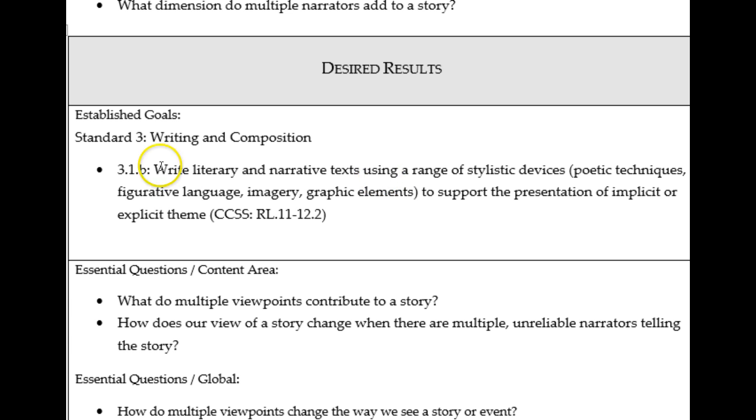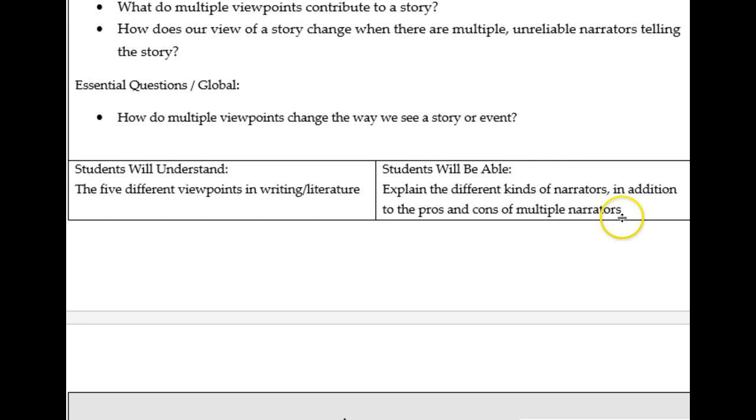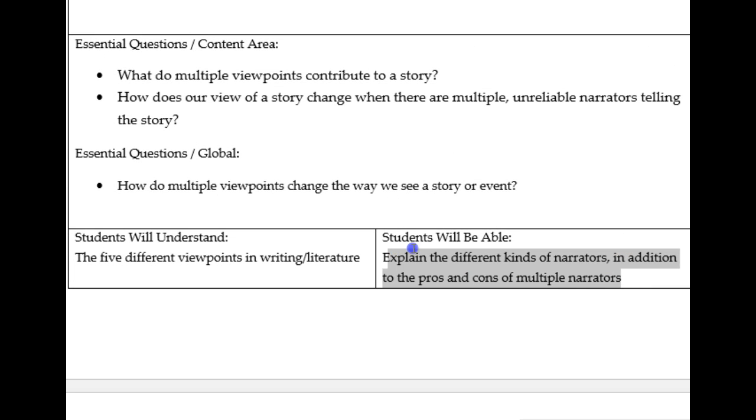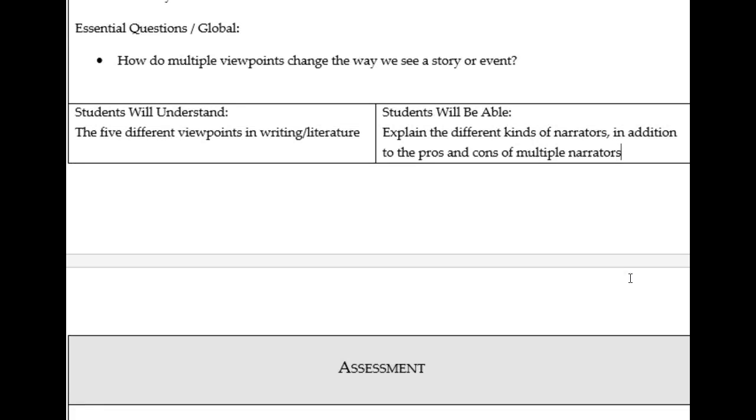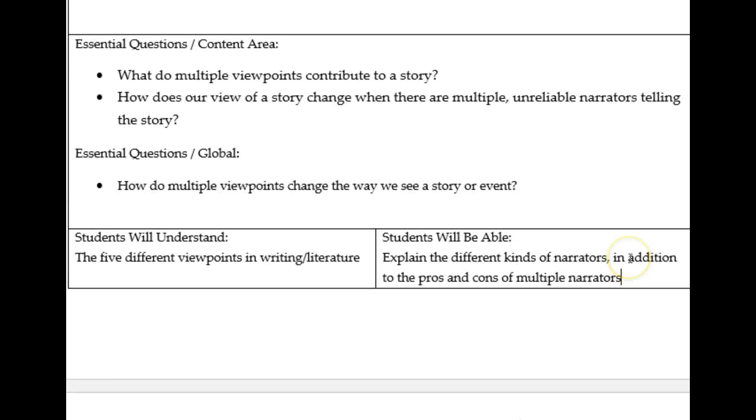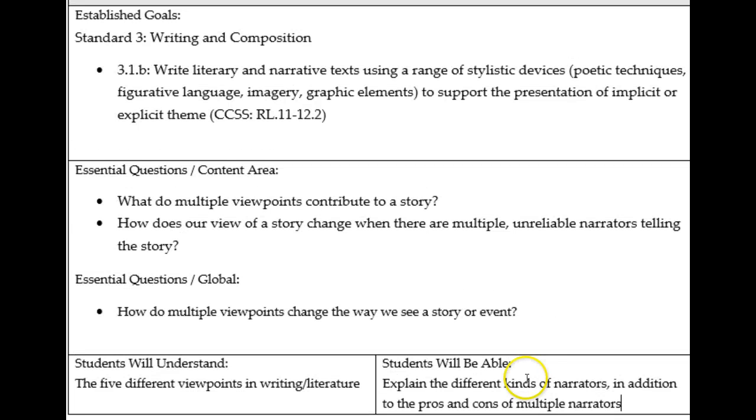All right. So, our goal is to write a literary narrative text using a range of devices. Okay, good. Don't forget your by clause. Oops, sorry. Don't forget your by clause in your objectives. So, explain the different kinds of narrators in addition to the pros and cons of multiple narrators by taking notes on the different kinds of narrators. For example, okay? But also, one, don't forget your by clause in your objectives.